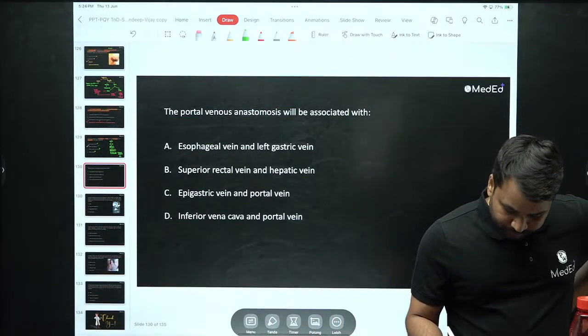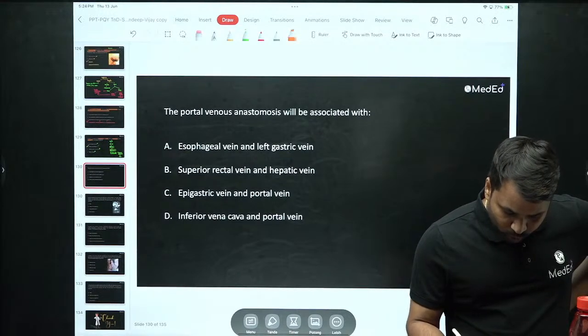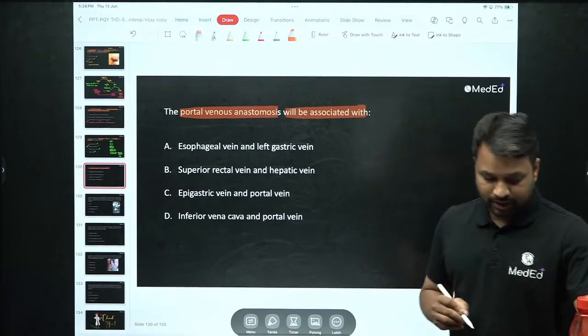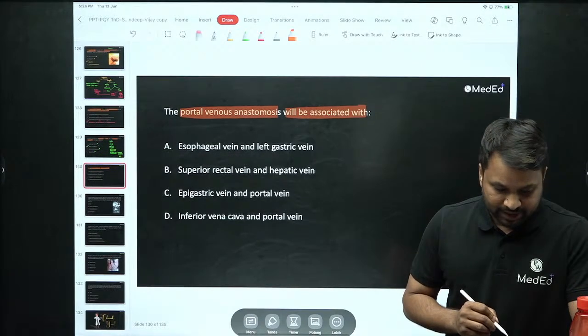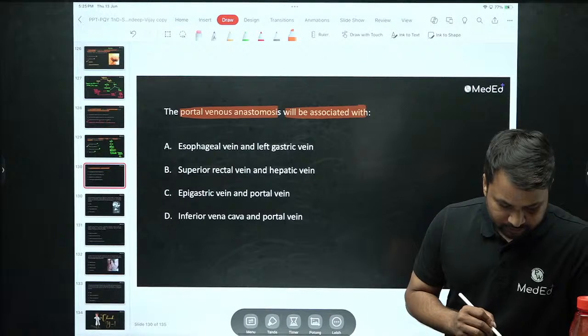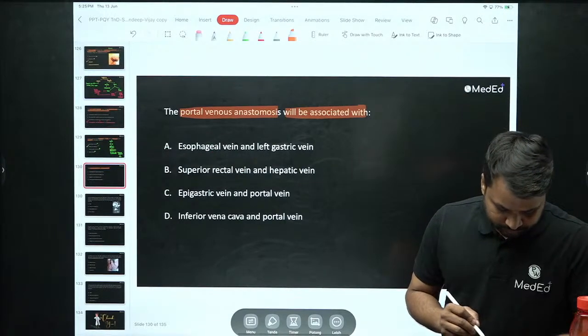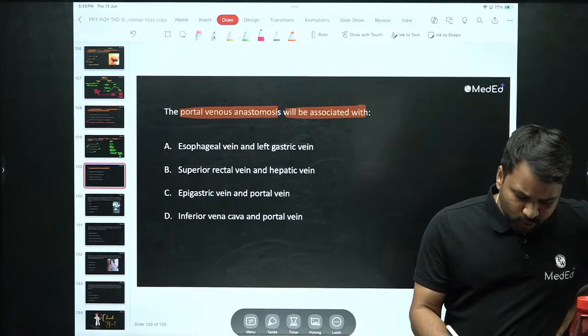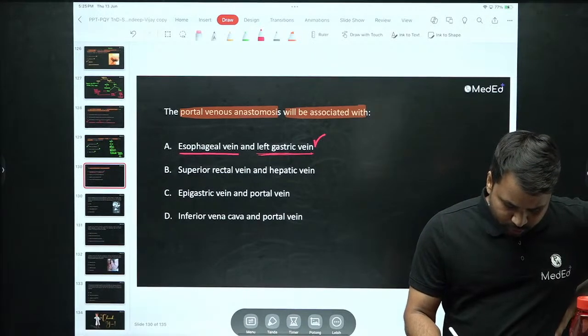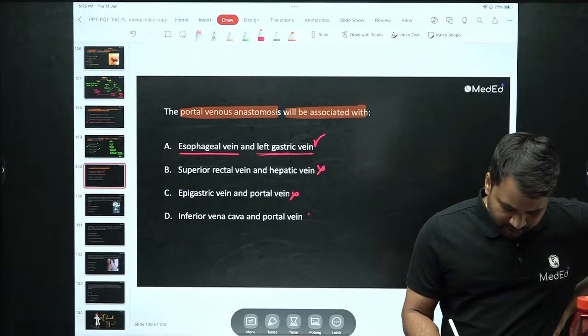Okay. Now, when you talk about the portal venous anastomosis, where do you think it will be associated with? Quick feedback. It is a portosystemic collateral. It is going to be the esophageal vein and the left gastric veins. These are the sites where you'll see it. So this is true. Superior rectal vein and hepatic vein, no. Epigastric vein and portal vein, no. Inferior vena cava and portal vein, no.